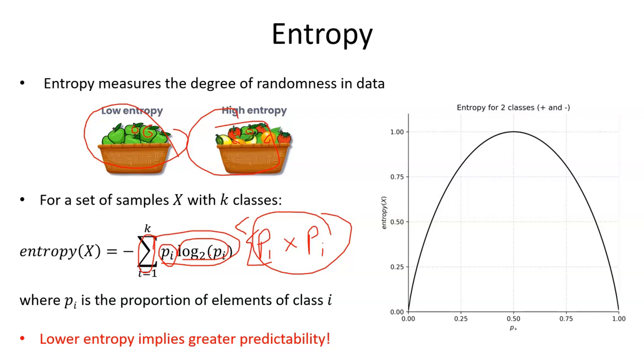So we can easily predict that anything I pick will be a green apple. But here impurity is very high in this basket, because we have strawberries, bananas, apples, cherries, all mixed together. So in this one impurity is high, entropy is high, and predictability is low. When entropy is high, predictability is low.